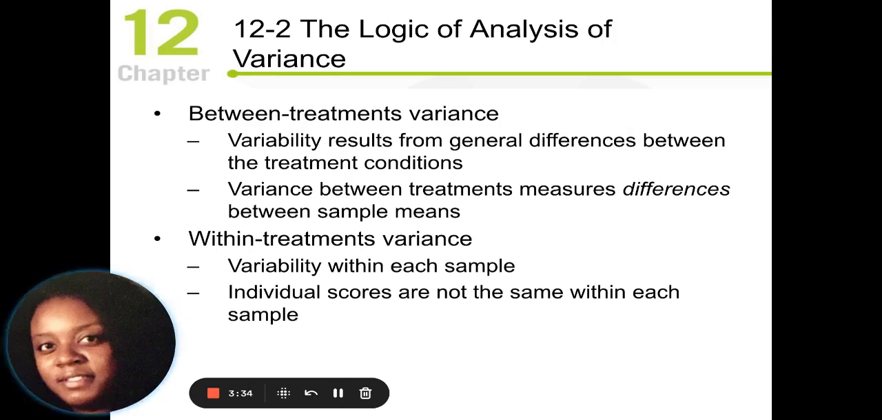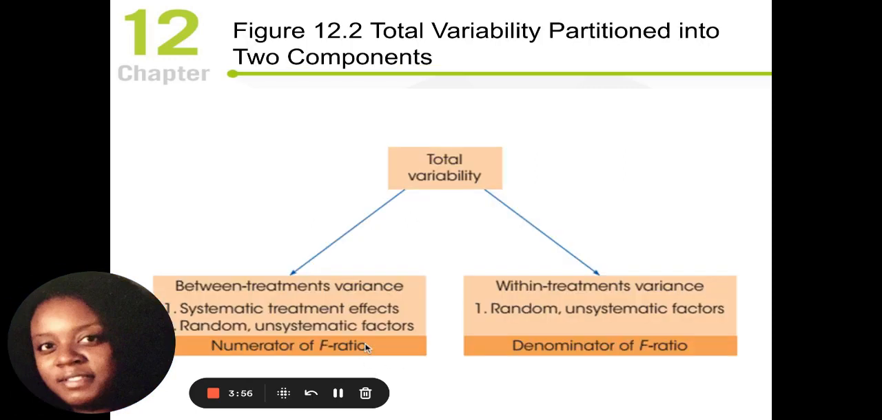Between-treatments variance is the variability that results from general differences between the treatment conditions. This variance between treatments measures differences between those sample means. And within-treatments variance is the variability within each sample, where the individual scores are not the same within each sample. If we look at figure 12.2, we can see that total variability is partitioned into two components, the between-treatments variance and the within-treatments variance.